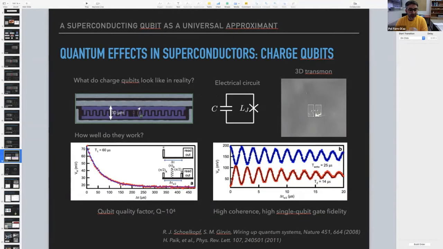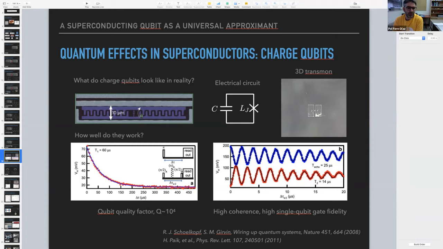So what do these qubits look like in reality? This is a scanning electron microscope (SEM) picture. You see that there is something that looks like teeth. This is the capacitor, like two capacitor plates close to each other. And then in the center, there's this little loop, and that's where the junction is. And in electrical circuit notation, this is what the circuit would be.